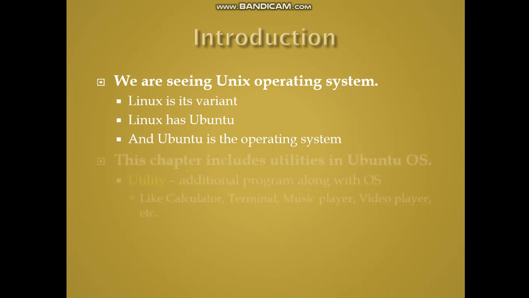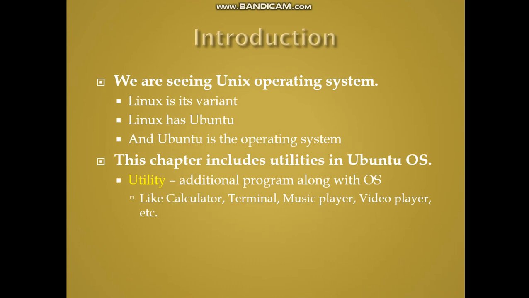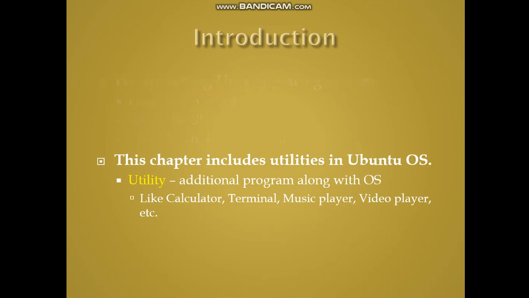So that's the story. What we are going to do in this chapter, just as I have told, is utilities. Utility means an additional program along with the operating system. Like when you purchase a car, the MP3 music player, the AC and certain accessories are built in. They come along with it. You don't need to purchase them. The same way, when you install any operating system, certain things come as a part of it, and this is what we call utilities, like calculator, terminal, music player, video player, etc.